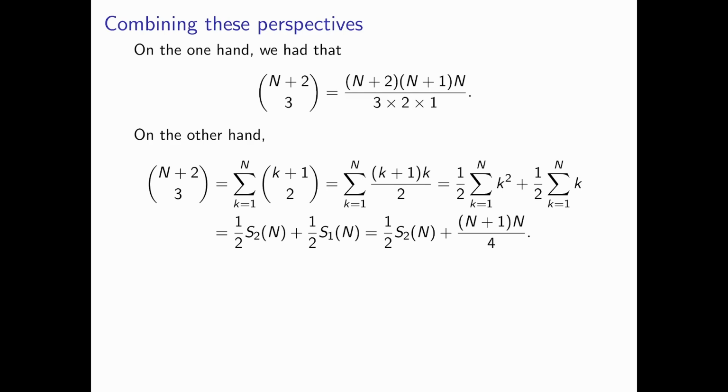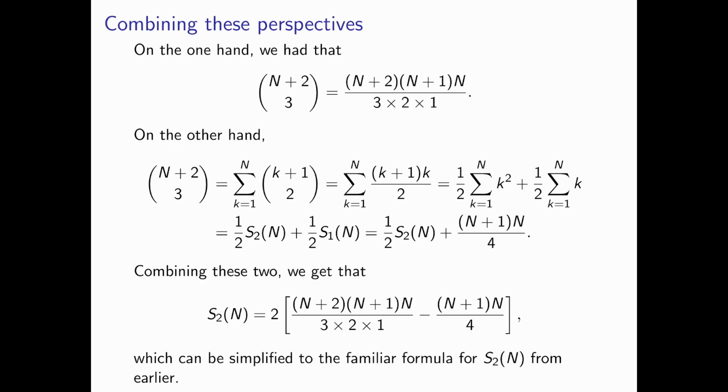Now, combining these two characterizations of n plus 2 choose 3, we can manipulate the expressions a bit, and finally we end up with s sub 2 of n being equal to this expression right here. And of course we can just simplify this a bit, and what we will find out is that it's the exact same expression for s sub 2 of n that we found before.